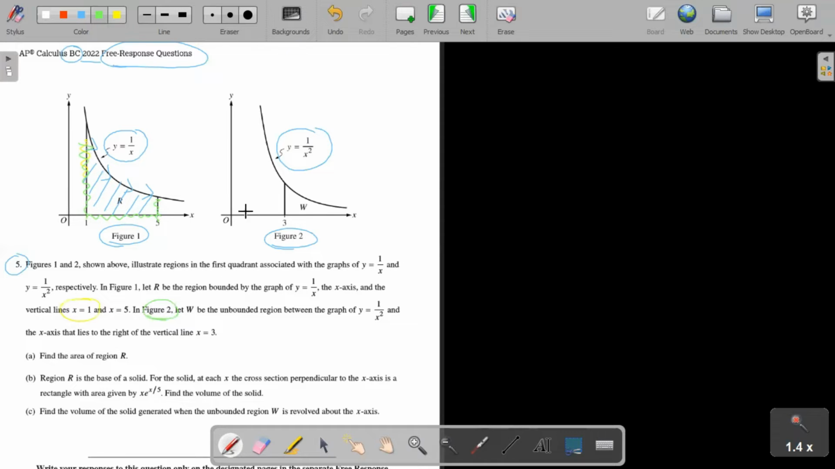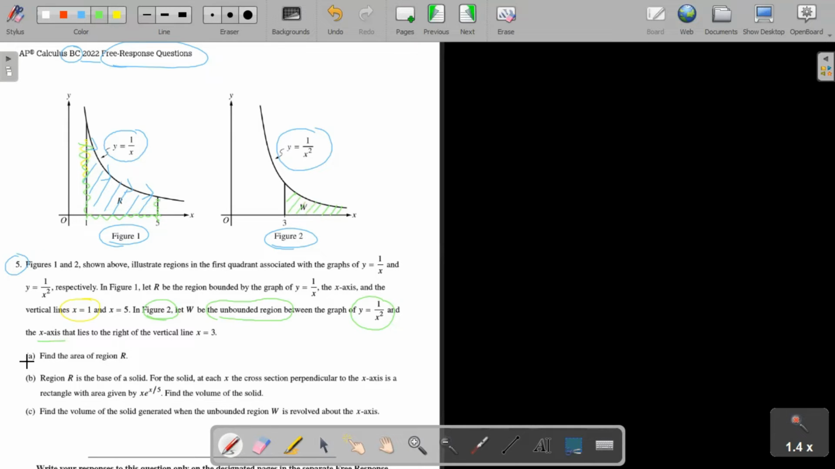And in figure 2, let W be the unbounded region between y is equal to 1 upon x square and the x-axis that lies to the right of the vertical line x is equal to 3. So the question is clear. This is the graph of y is equal to 1 upon x, and this is the graph of y is equal to 1 upon x square. There is a bounded region R shown in the diagram, and an unbounded region W shown in the figure.